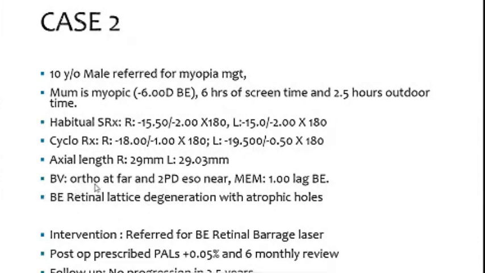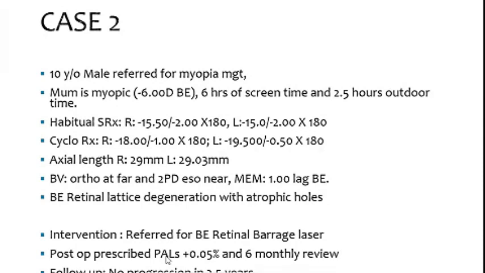Now, also at far, 2 prism ISO at near, MEM was 1 diopter. When we dilated, I found retinal lattice degeneration with atrophic holes. So I had referred him first to see a retinal surgeon where he underwent barrage laser. And then a month post barrage laser, we did put him on low dose atropine and progressive addition lenses, and we followed up 6 months. And for 2.5 years, this child has still not progressed. It's a child that I see very frequently, and his myopia has been stable since then.